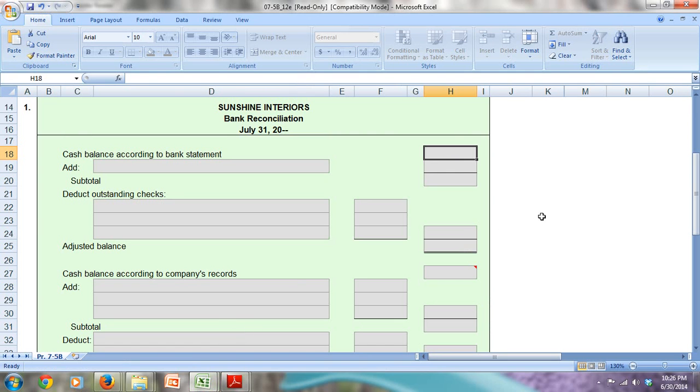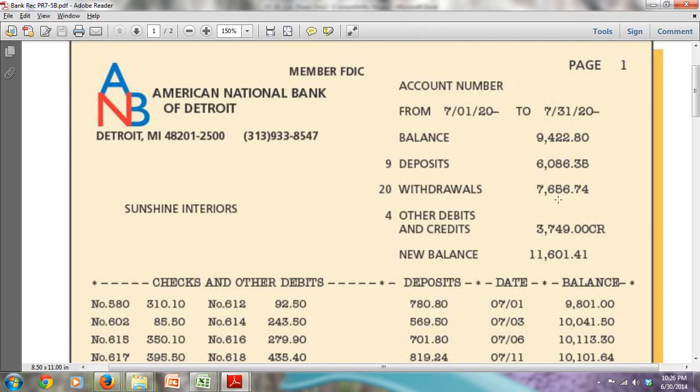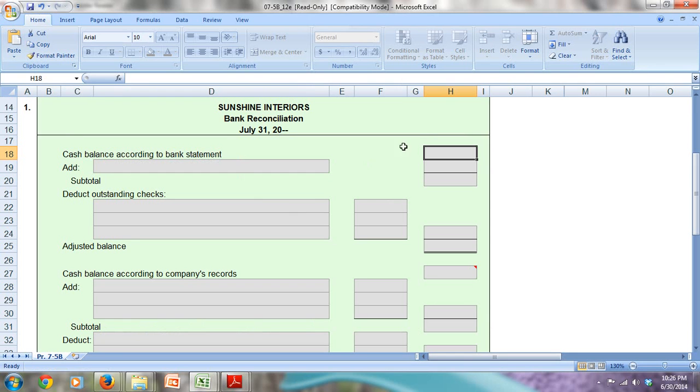Okay. So the first thing they ask for here at the top is the balance according to the bank statement. That's easy enough. We just go to the bank statement and pull that number. So here's the bank statement, and it shows us new balance right here: 11,601.41.